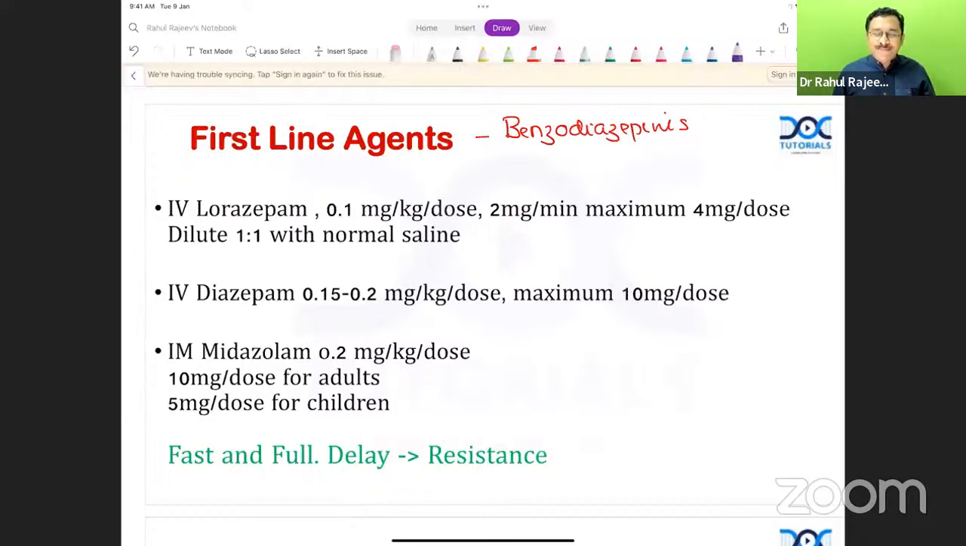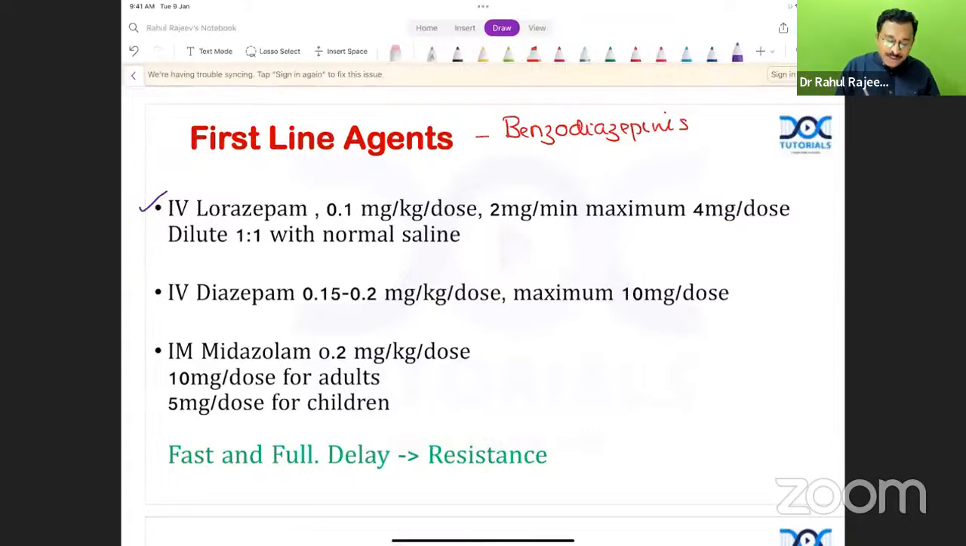Now, IV lorazepam, 0.1 mg per kg per dose at a rate of 2 mg per minute. And in a single dose, the maximum you can give is 4 milligram per dose. Can you repeat the benzodiazepine? Yes. So that means you can give more than 4 milligram, but at a shot only 4 milligram. You can repeat if you want. And when you give lorazepam, it is diluted 1:1, most commonly with normal saline. So IV lorazepam is an option.